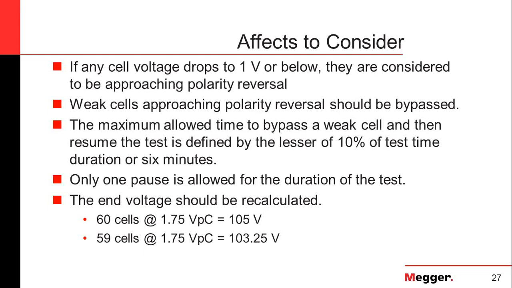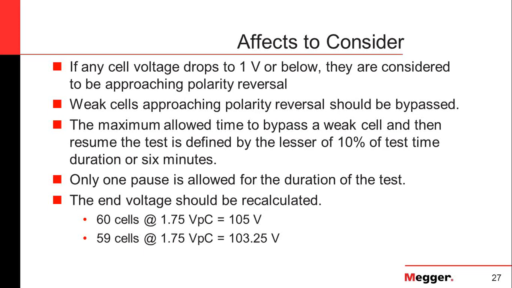Now, another effect to consider is what's called cell reversal. That's when one cell, instead of being in the right polarity, actually switches polarity. Instead of supplying capacity, it's now actually becoming a load on the battery string, which means that the battery string is not going to last as long as I wanted it to. A cell is considered to be approaching cell reversal when you reach 1 volt or below.